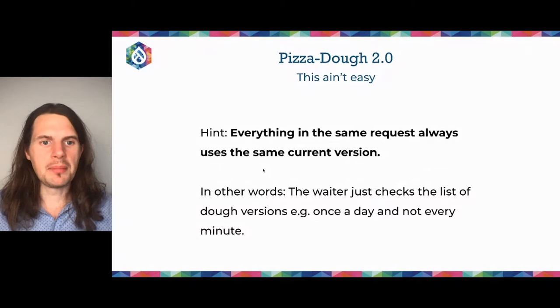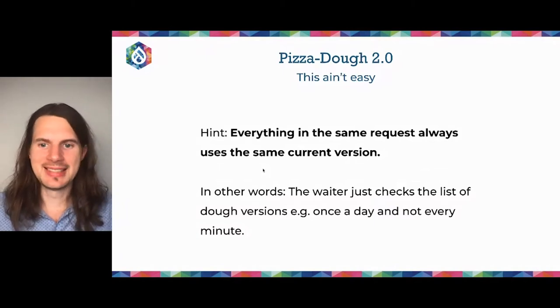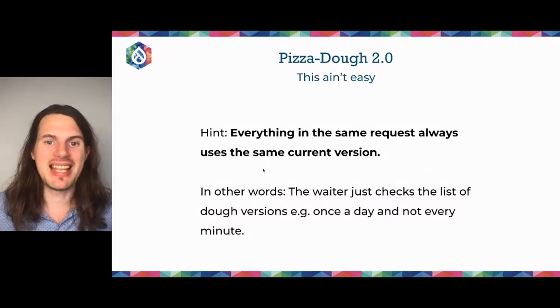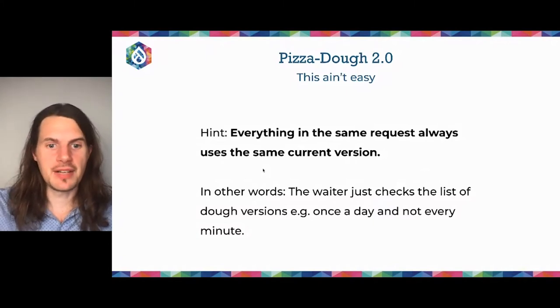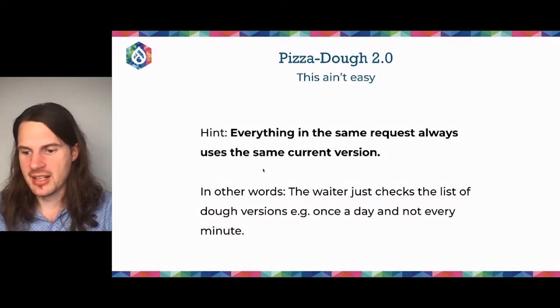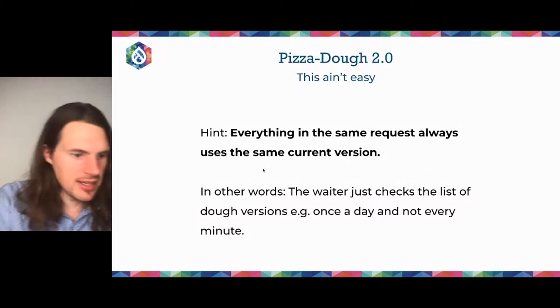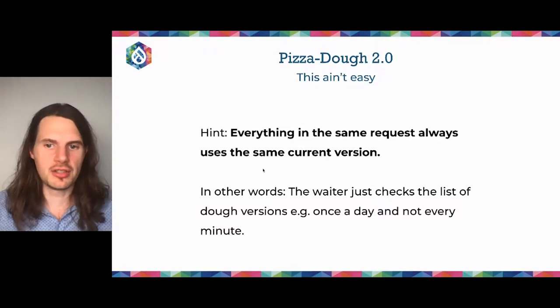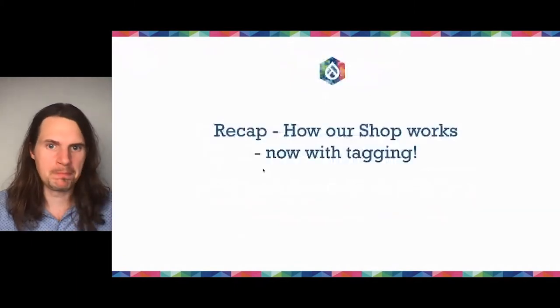So also, of course, there's some cheating, because we are always using the same current version within the same request. In other words, for example, the waiter is just checking the list of versions once, not every minute. Not every time he is checking, like, this pizza, what is the version right now? No, we don't do it. We just do it once every request.